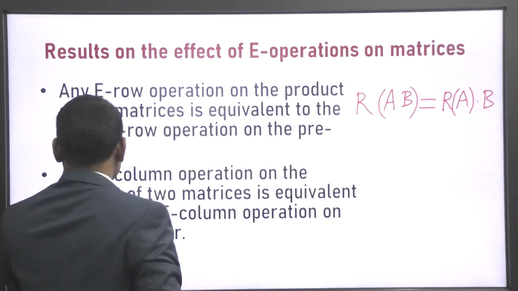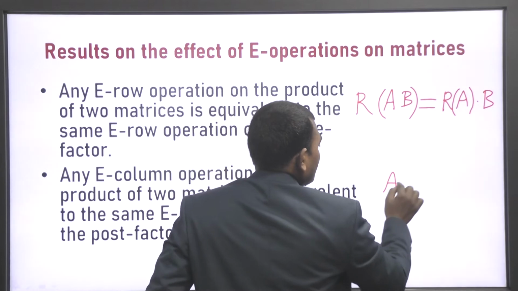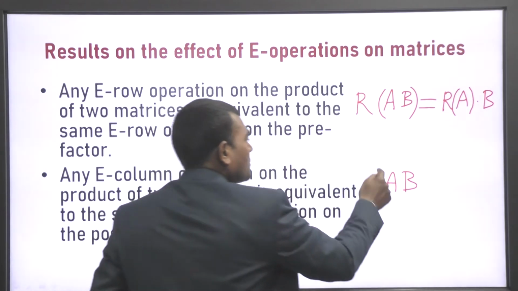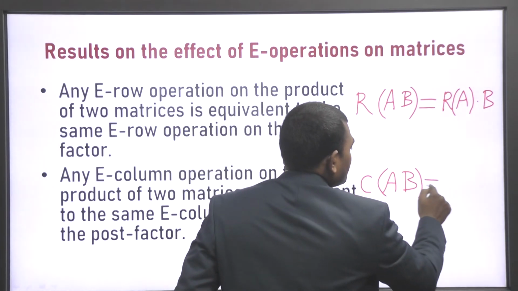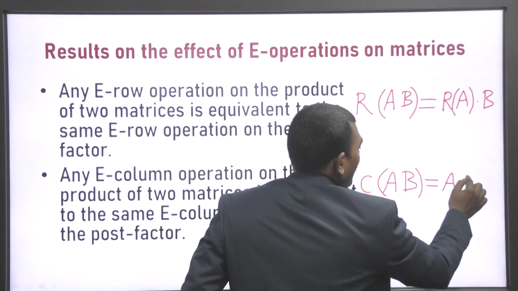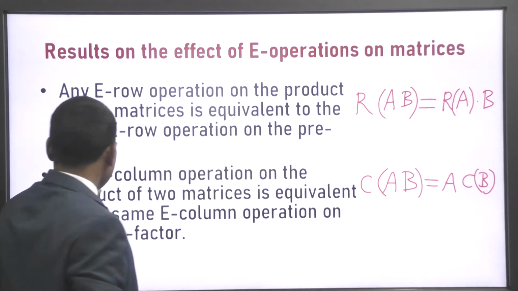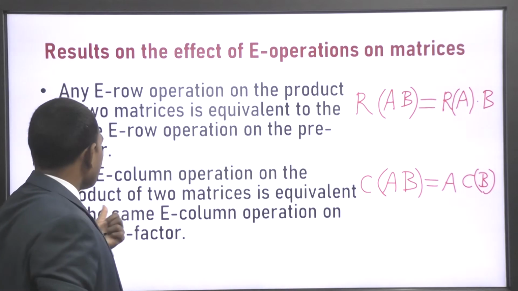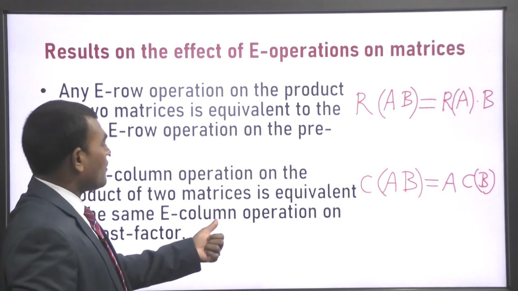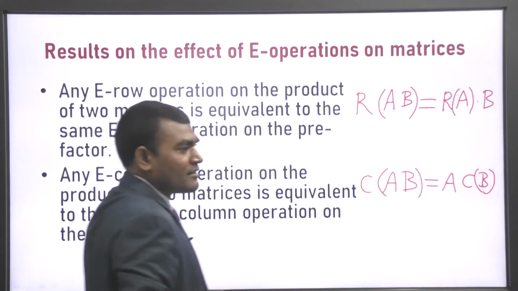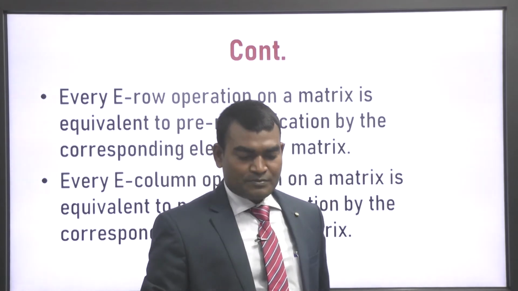In the second point, similarly, if we apply any elementary column transformation on AB, then the same column transformation will be applied on the post factor of the multiplication, that is on B. So, any E column operation on the product of two matrices is equivalent to the same elementary column operation on the post factor. These are two results we can apply anywhere.